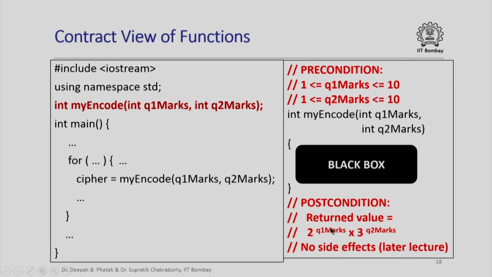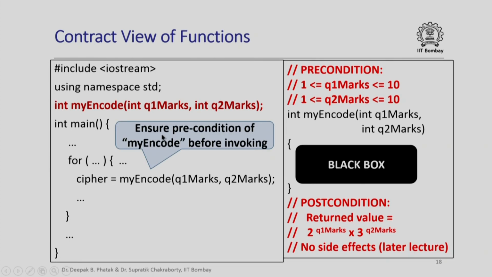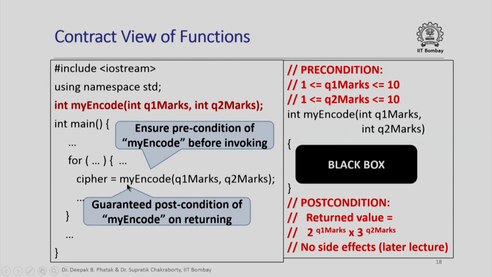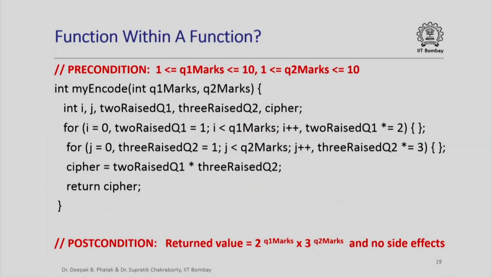So once I know the precondition and the post condition of myencode, I really need not care how myencode actually computes the cipher. When I am calling myencode inside main, all I need to ensure is that the precondition of myencode is satisfied before I invoke myencode, because that is what myencode assumes about its inputs. And once I have satisfied the precondition, myencode is going to guarantee the post condition. So after this function is invoked and this assignment happens, I am guaranteed that the post condition of myencode is satisfied.